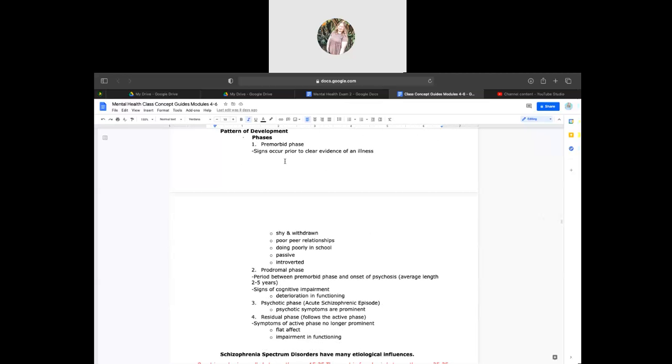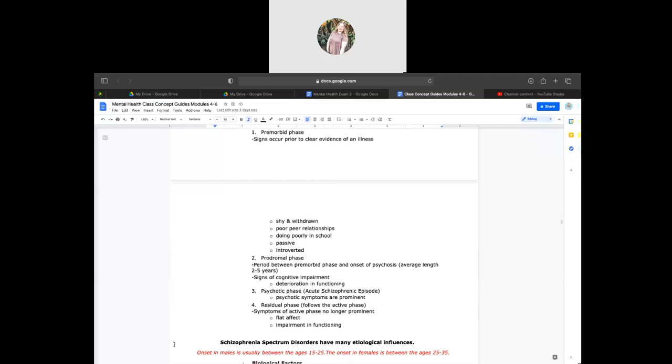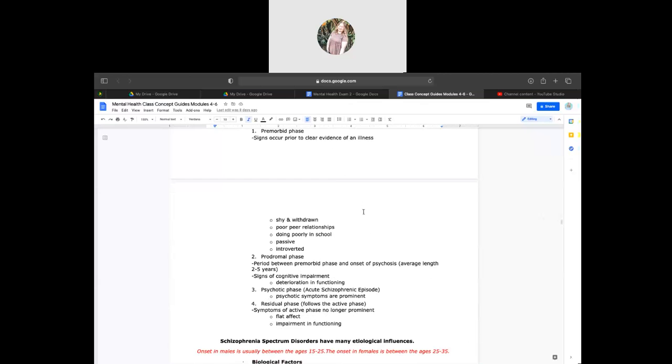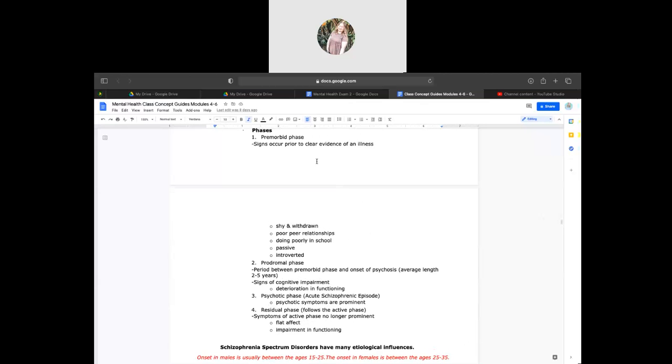Schizophrenia is more likely to have onset in adolescence, between ages 15 and 35, but in males it's going to be a lot earlier than in females. So the first stage is going to be that premorbid phase. The patient might become shy and withdrawn, with poor peer relationships. They might be an A+ student in the 6th grade, but when they get in high school, they may start failing their classes.